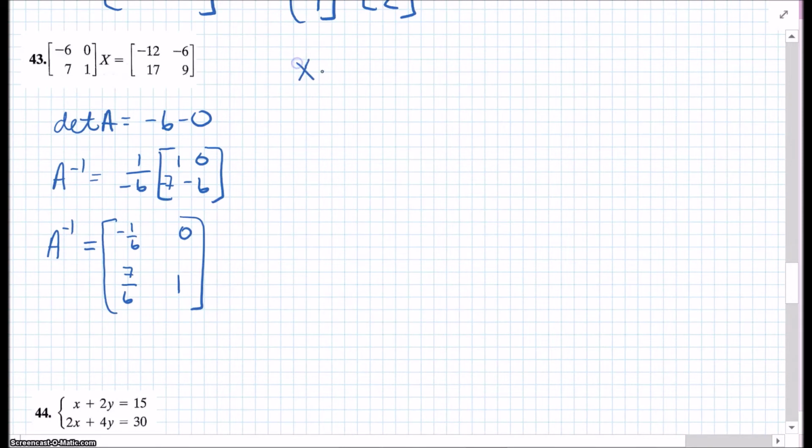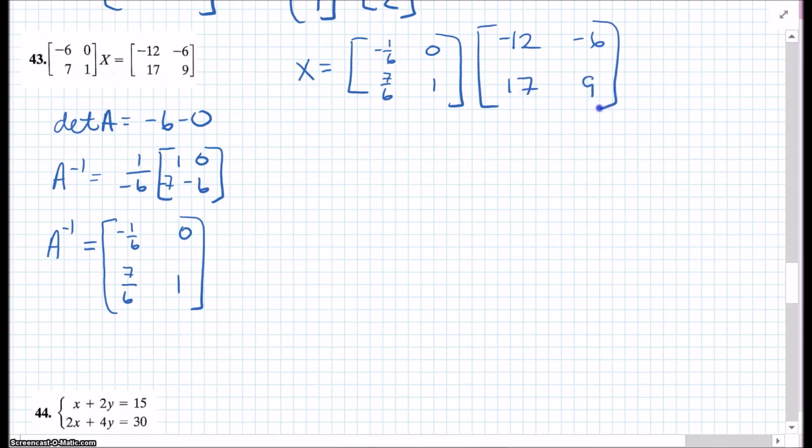So my X is going to be my inverse of A, negative 1/6, 0, 7/6, 1, multiplied by this matrix B, negative 12, negative 6, 17, and 9. This does not look like it's going to be very pretty. I'm going to do this in a different color just so we can see it.